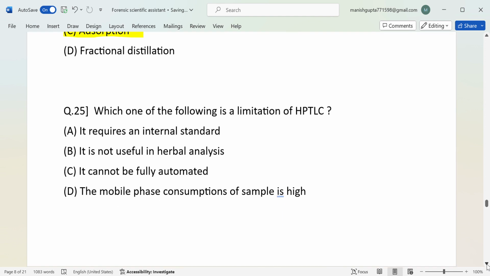Now question number 25. Which one of the following is a limitation of HPLC? Guys, please comment what is the full form of HPLC. Now we are going to see the options. Option A, it requires internal standards. Option B, it is not useful in herbal analysis. Option C, it cannot be fully automated. Option D, the mobile phase consumption of sample is high. Option C is the limitation of HPLC. Option C is the correct answer.